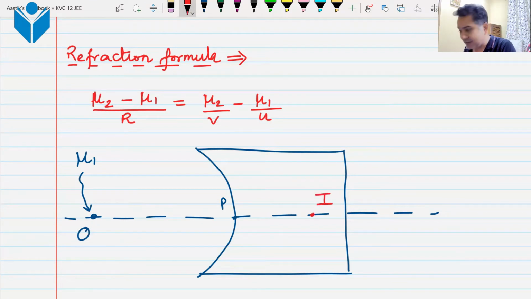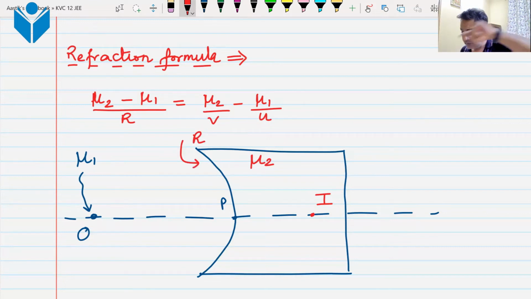This is the image I. I'm just drawing a general diagram. The image may not be here. It may be somewhere else. It may be on the same side as well, depending on whether it's real or virtual. I'm just drawing a representative diagram. So the image is formed after refraction. That medium is known as medium with refractive index mu2. Do we understand this? This, my dear friend, is a concave surface. It will have some radius of curvature. Will this radius of curvature be positive or negative?